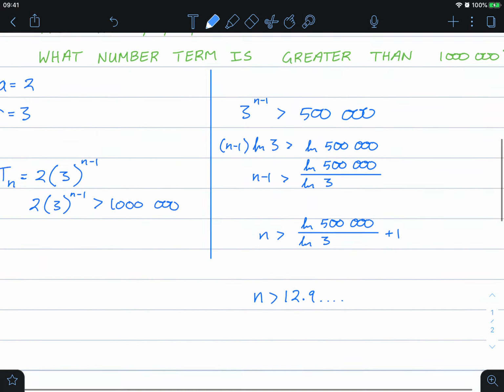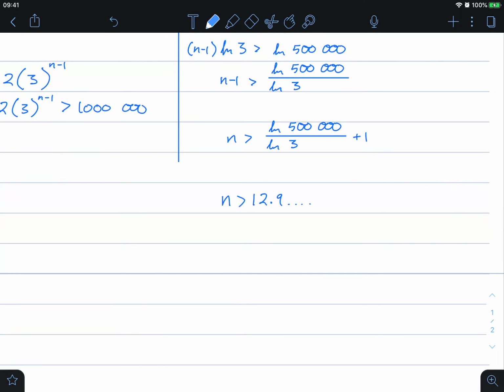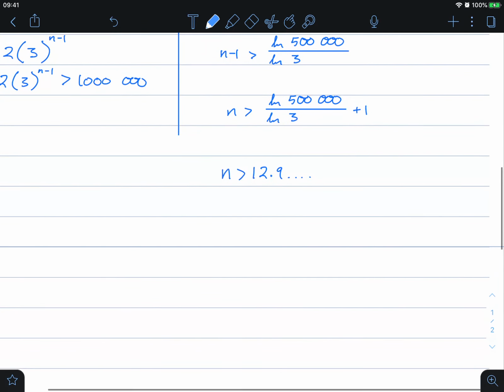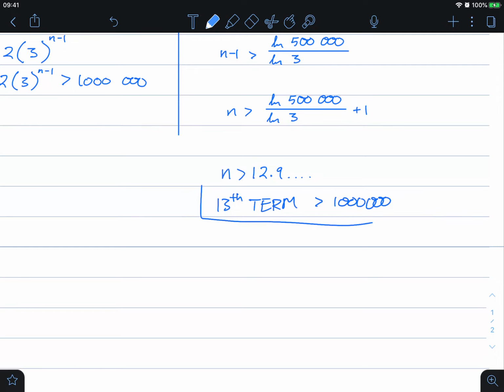Well, I hope you can understand that if we pick the 12th term, it won't be greater than 1 million. We can't pick the 12.9 term, so if it's going to be greater than this, the first term that's greater than this is the 13th term is greater than 1 million. And that there is our answer.